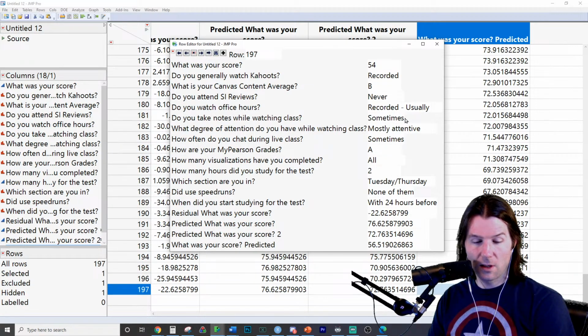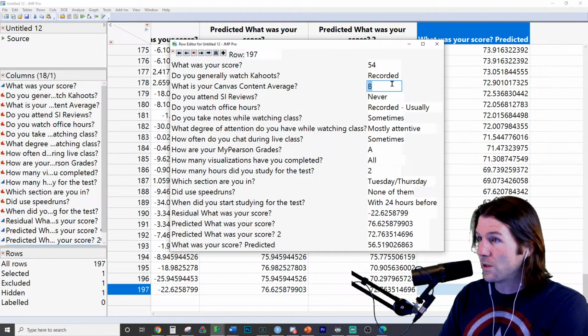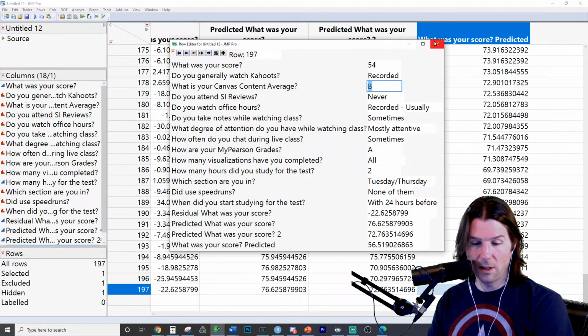Do you take notes during class? Sometimes. They're mostly attentive. Do you chat? They chat sometimes. And I really think the variation right here, they use none of the speed runs. Within 24 hours, they were studying before the test. But I think right here, we're really seeing the Canvas content's a huge thing. So this right here is the formula we're seeing for not success. And we'll look at the other person too.